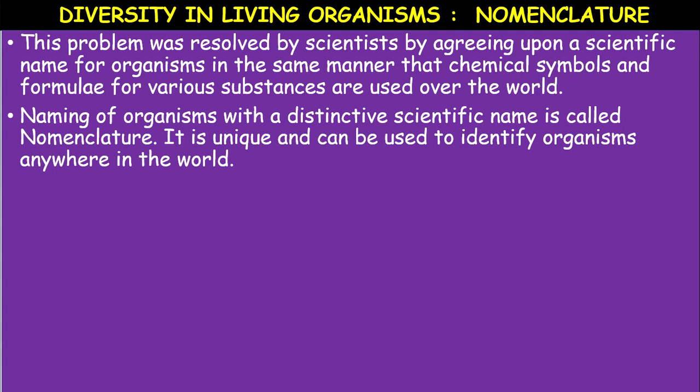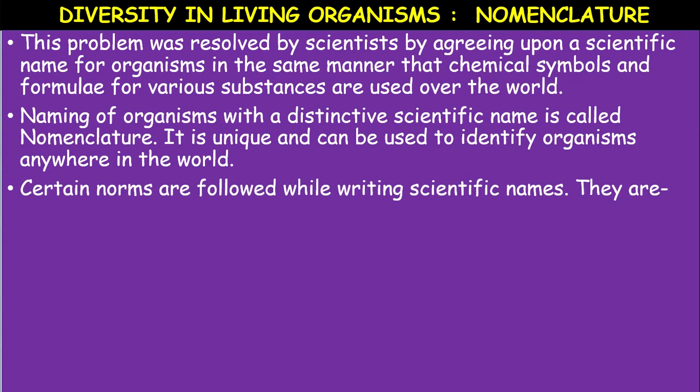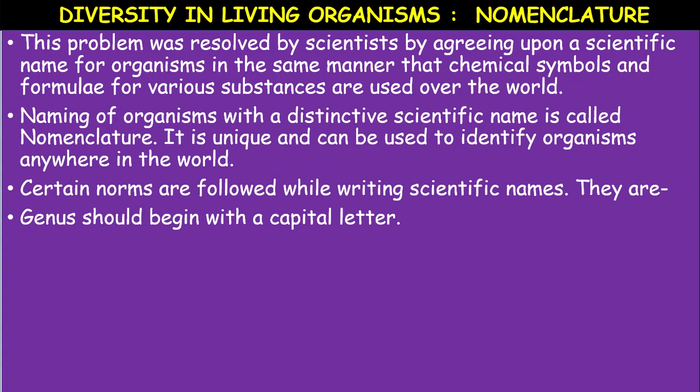Naming of organisms with a distinctive scientific name is called nomenclature. It is unique and can be used to identify organisms anywhere in the world. Certain norms are followed while writing the scientific names. What are they? The genus should begin with a capital letter.